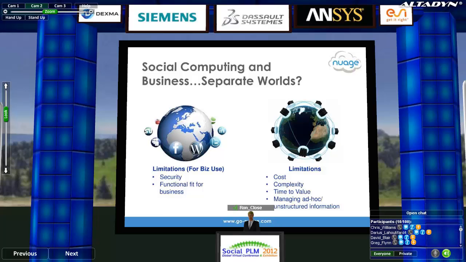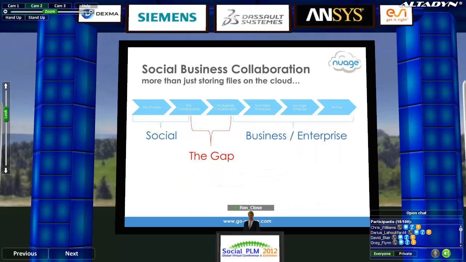So what we see is a great opportunity to merge these two worlds, which we call social business collaboration. It's a bringing together of some of the usefulness of social computing, which comes with the low acquisition cost and the ability to interact easily with folks that you may or may not know, and the value of business applications.